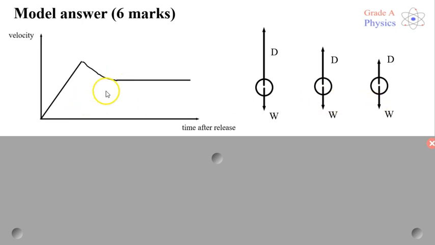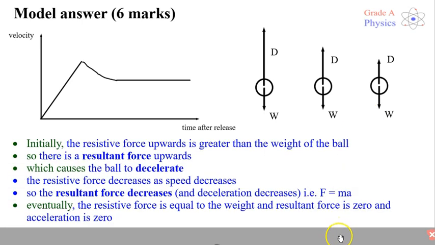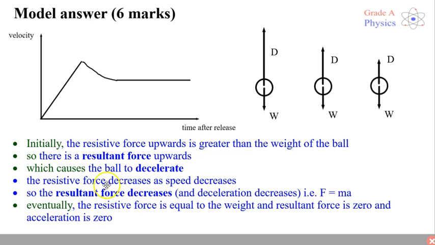It's less steep. Until eventually, when we have our terminal velocity, the ball has slowed down so much and the drag has reduced, so now it's the same size as the weight. So there we have our balanced forces and 0 acceleration. So here we go. Model answer.